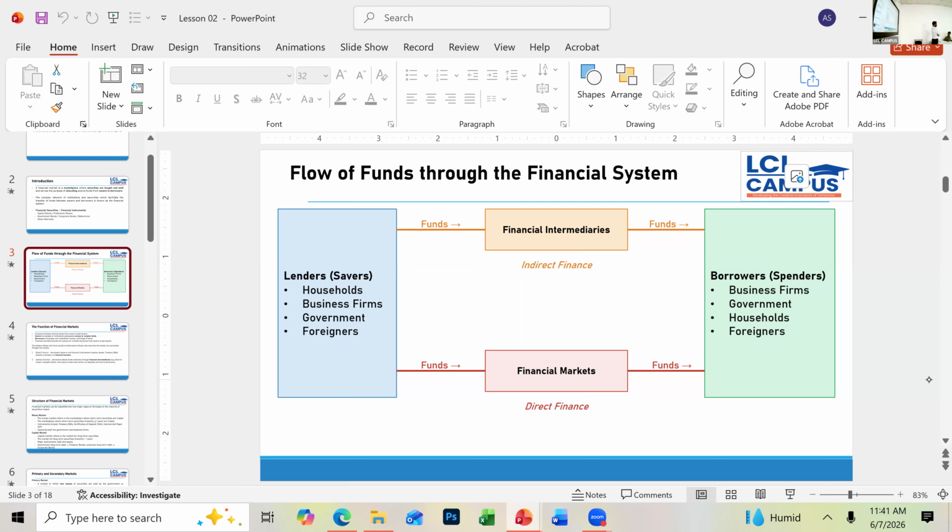Treasury bills, commercial papers, and certificate of deposits. What is the other market then? Capital market. What is capital market? More than 12 months or 1 year, right? Which means the marketplace where long-term securities are traded.